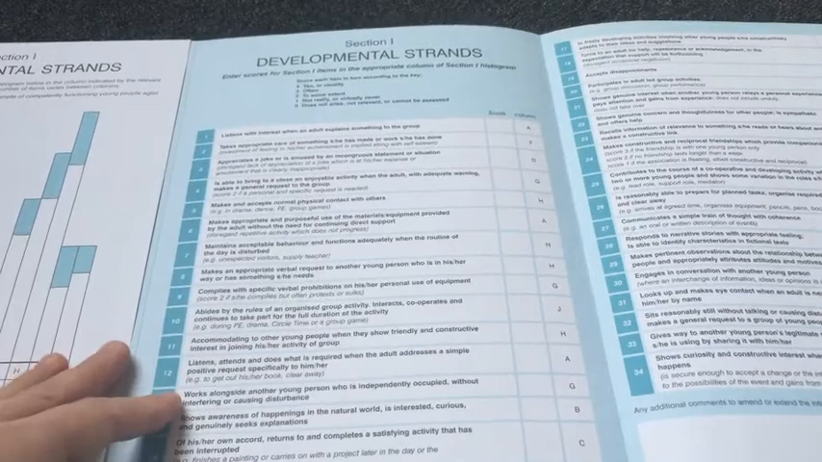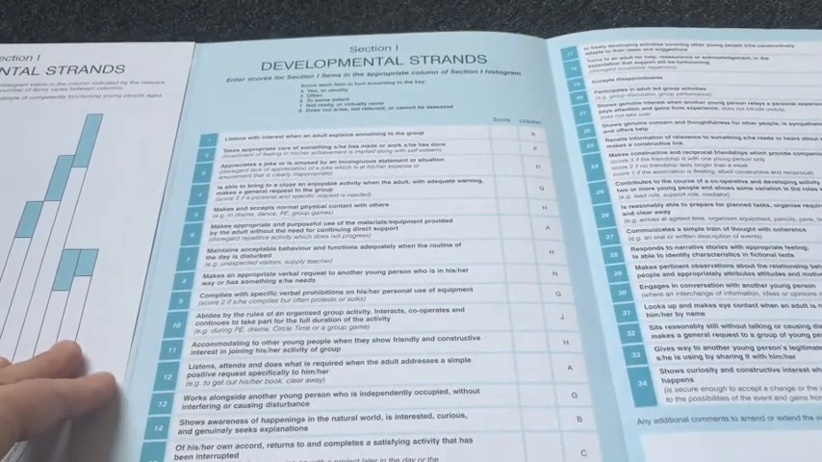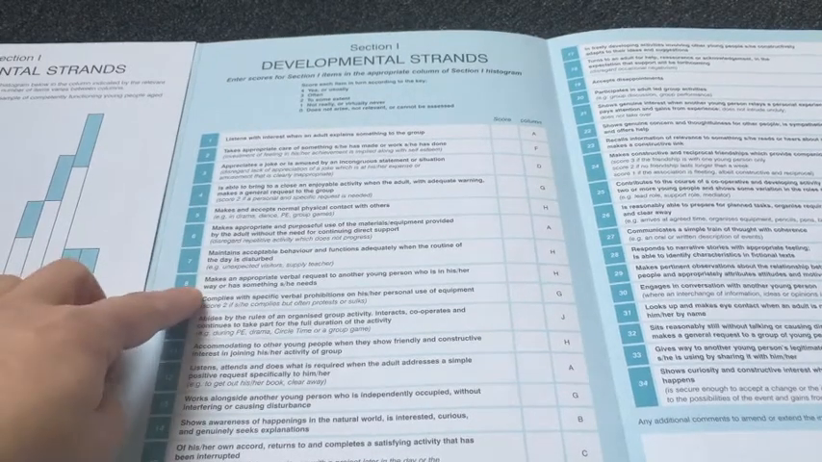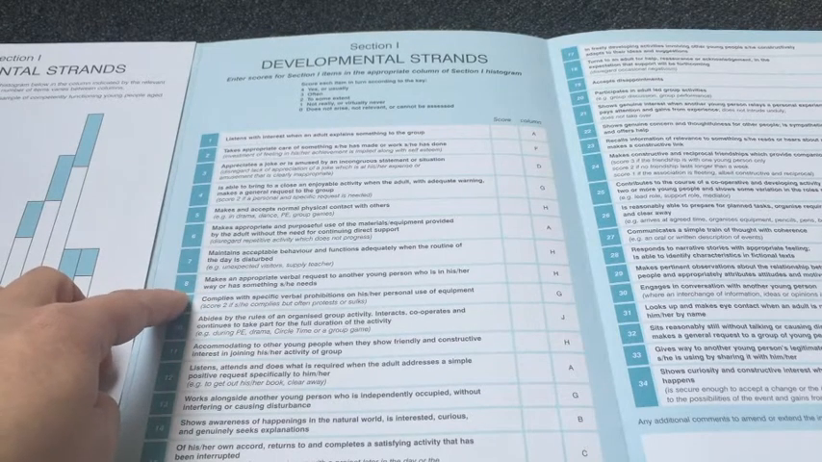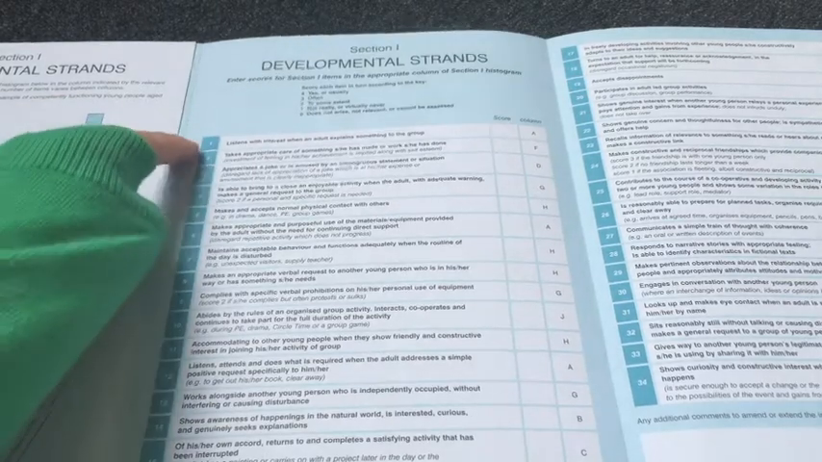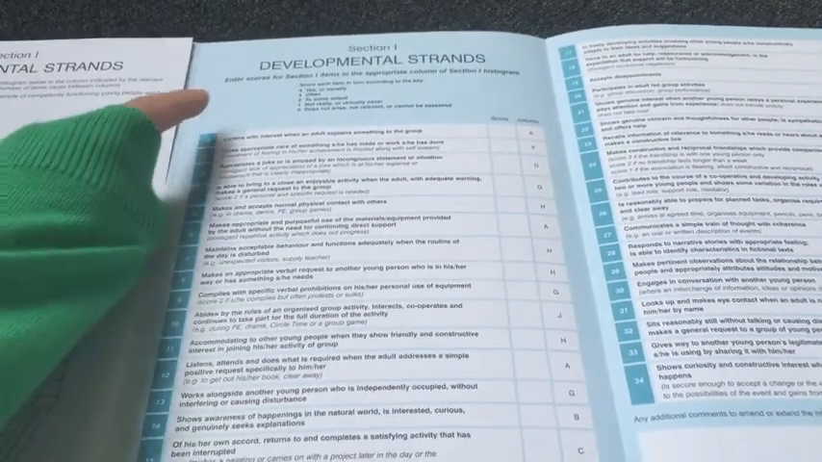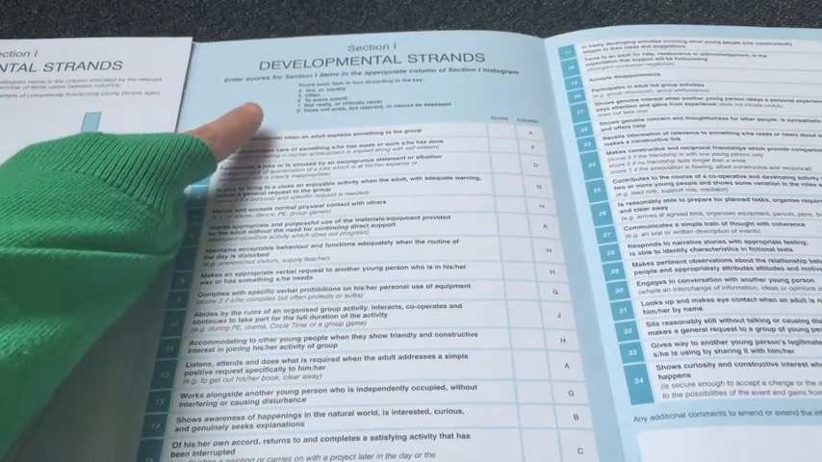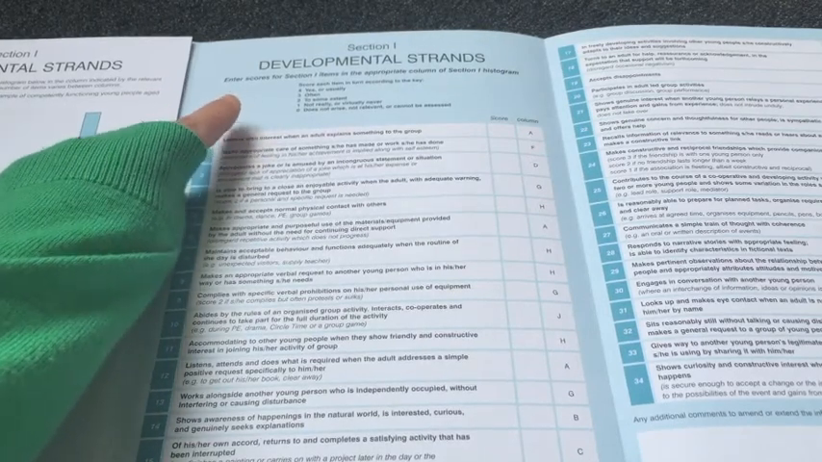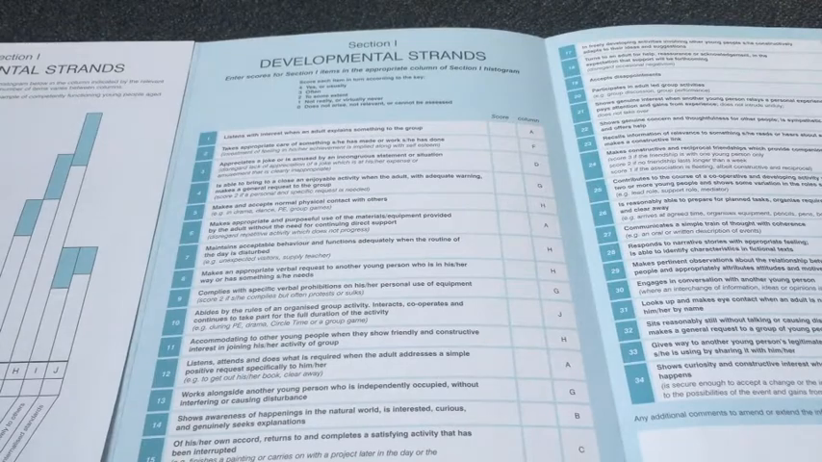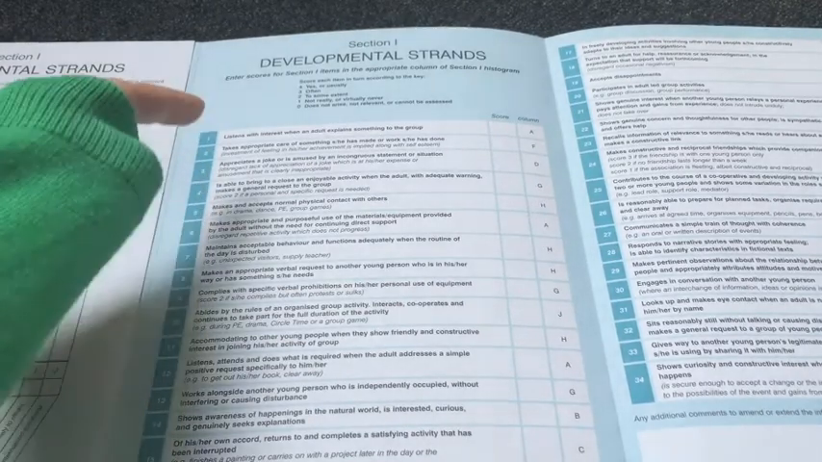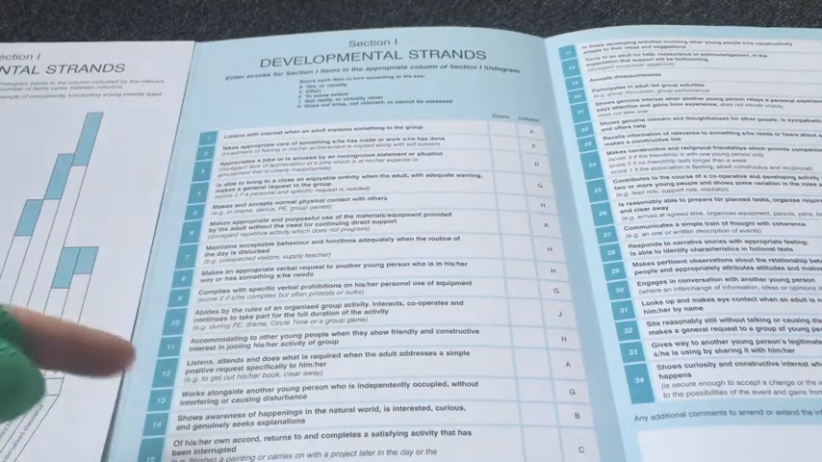The types of areas that you're scoring on, I'll read you several. Listens with interest when an adult explains something to the group, or makes an appropriate verbal request to another young person who is in her way or has something she needs. So for each one of these, you score 4, which means yes or usually, 3, which means often, 2, to some extent, 1, not really or virtually never, and then 0 is does not arise, not relevant, or cannot be assessed.